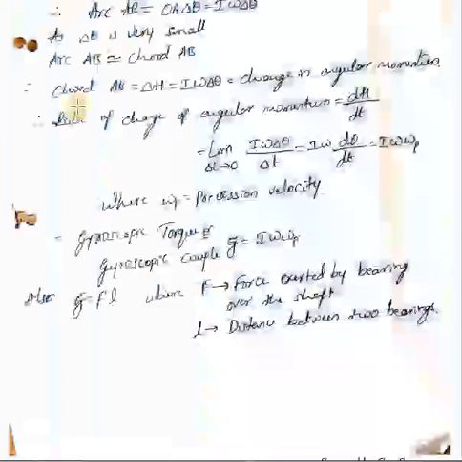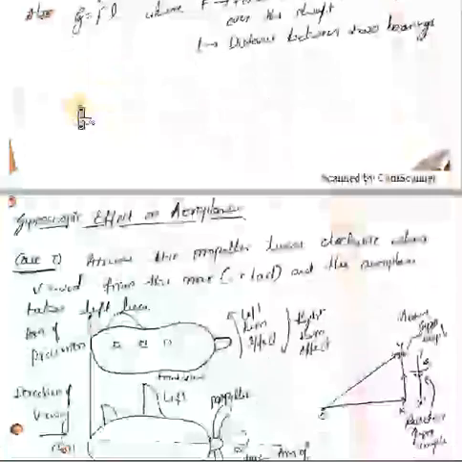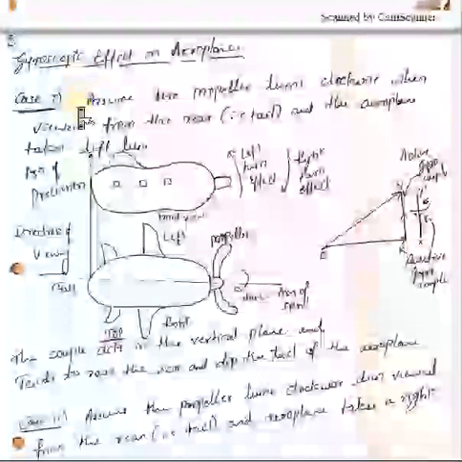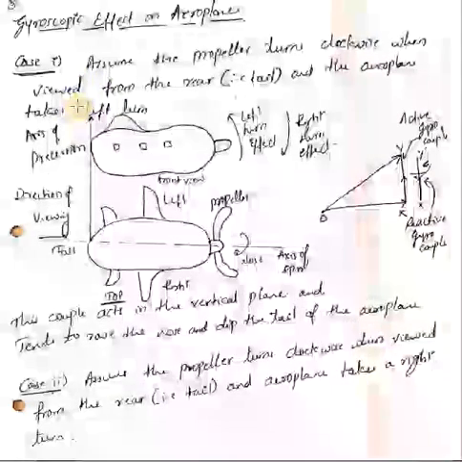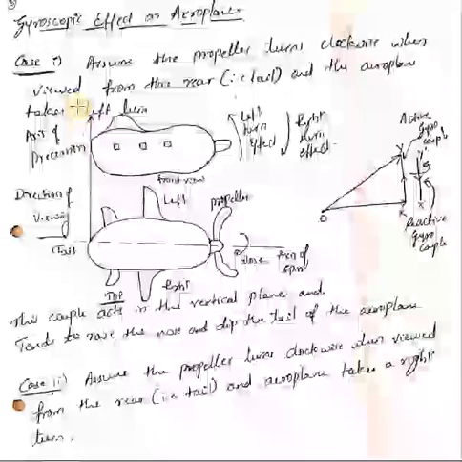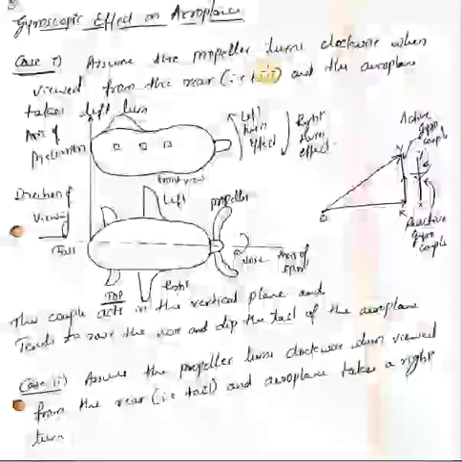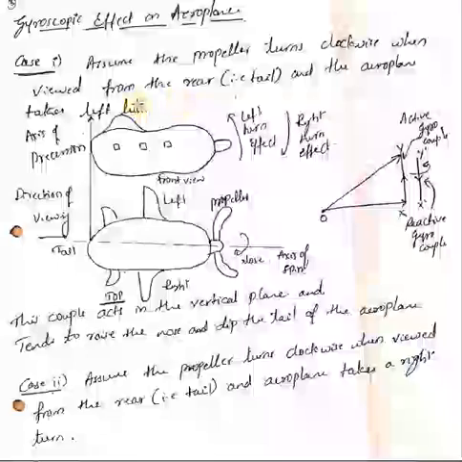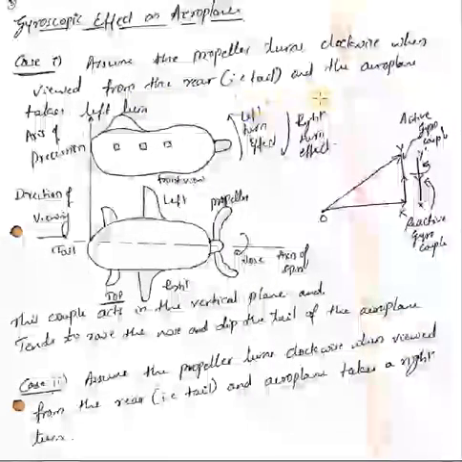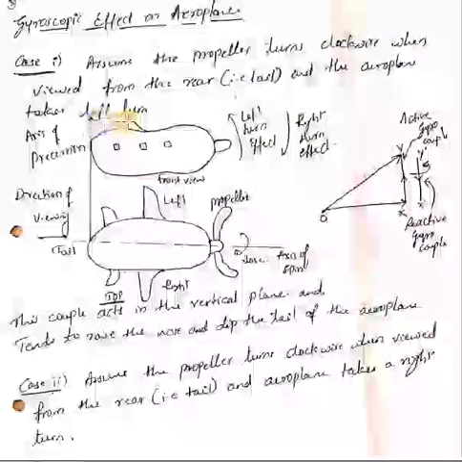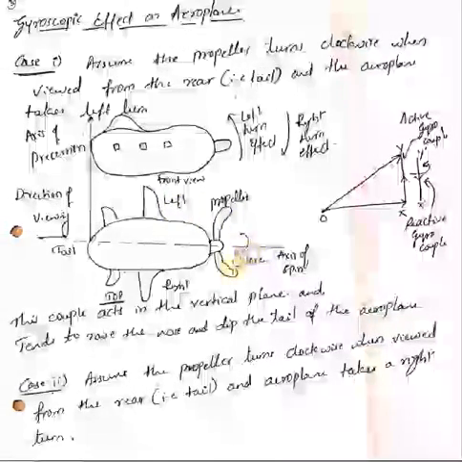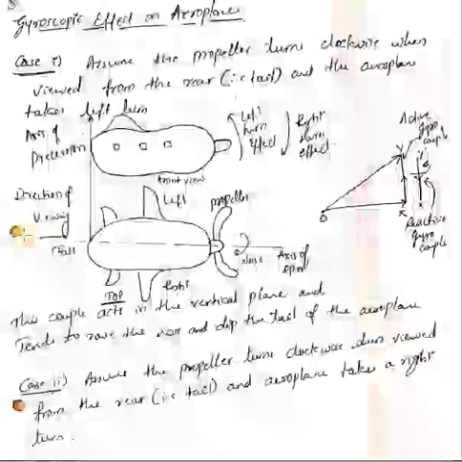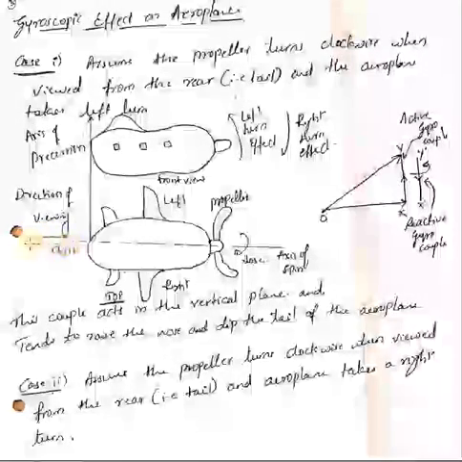Now moving further, I will try to study the gyroscopic effect on aeroplane. So first we will consider case number 1. Here let us assume that the propeller turns clockwise when viewed from the rear, that is from the tail end, and the aeroplane takes the left turn. So here the propeller is rotating clockwise and the direction of viewing is from the tail.